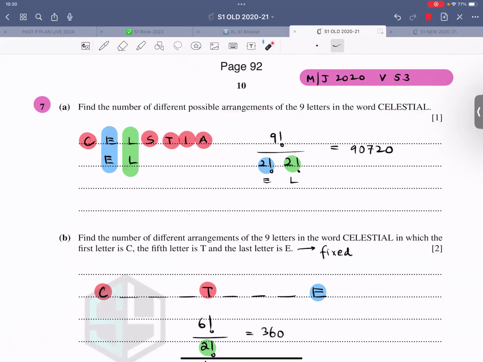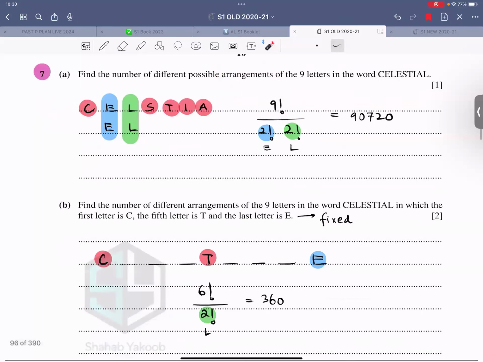C-E-L-E-S-T-I-A-L. So make sure to write it like this. There are 2 E's, 2 L's, and then 5 different ones. Without any restriction, arrangements: 9 factorial divided by 2 factorial for the E's, 2 factorial for the L's.